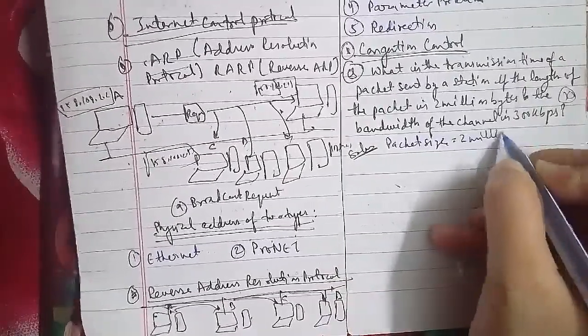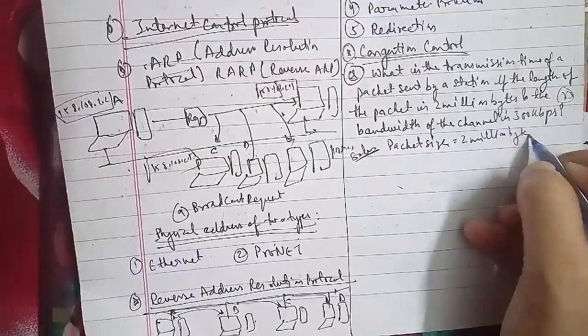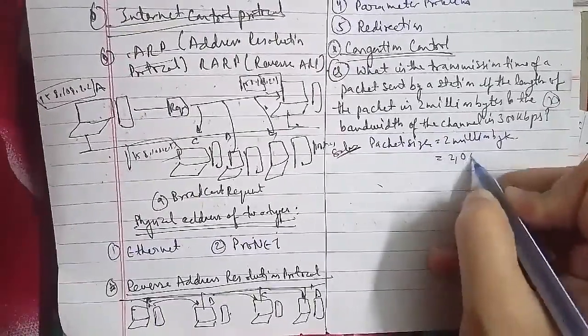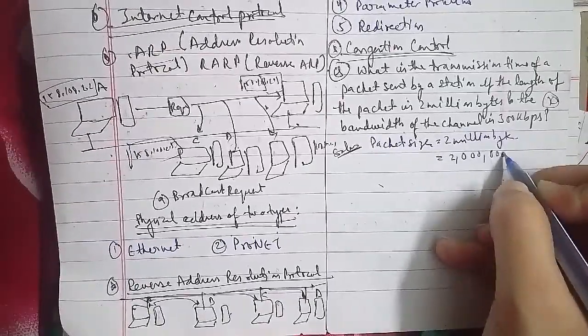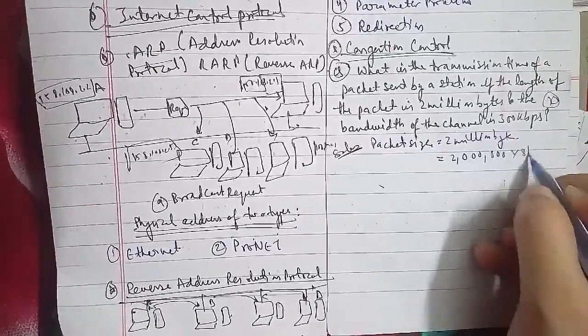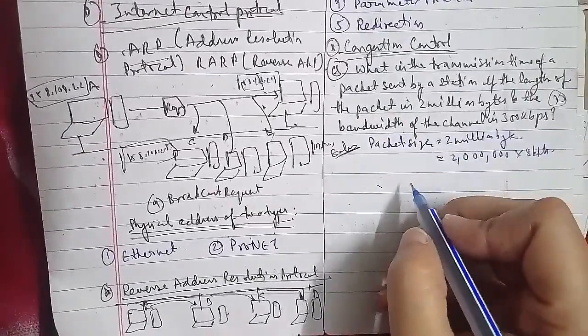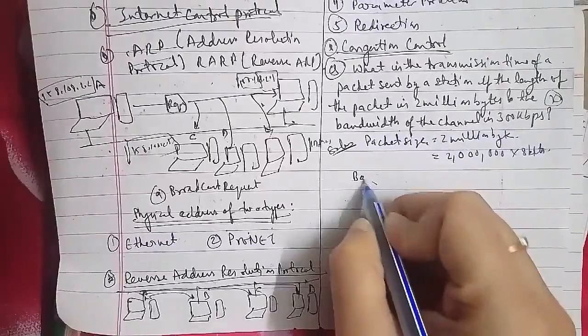So packet size upon bandwidth. We have 2, 1, 2, 3, 4, 5, 6 zeros, multiply 8 bits, upon 1 2 3 4 5 5 zeros bps.